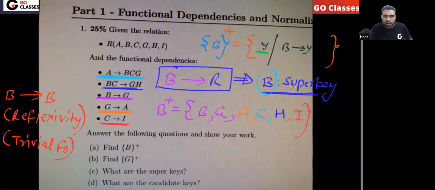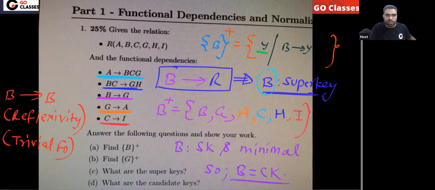This is a single attribute, and this is a super key. So this is a candidate key also. So you can see that this B is a candidate key. Remember, this B is a super key and minimal. So I can say that this B is a candidate key. Okay, yes or no? We got one candidate key.